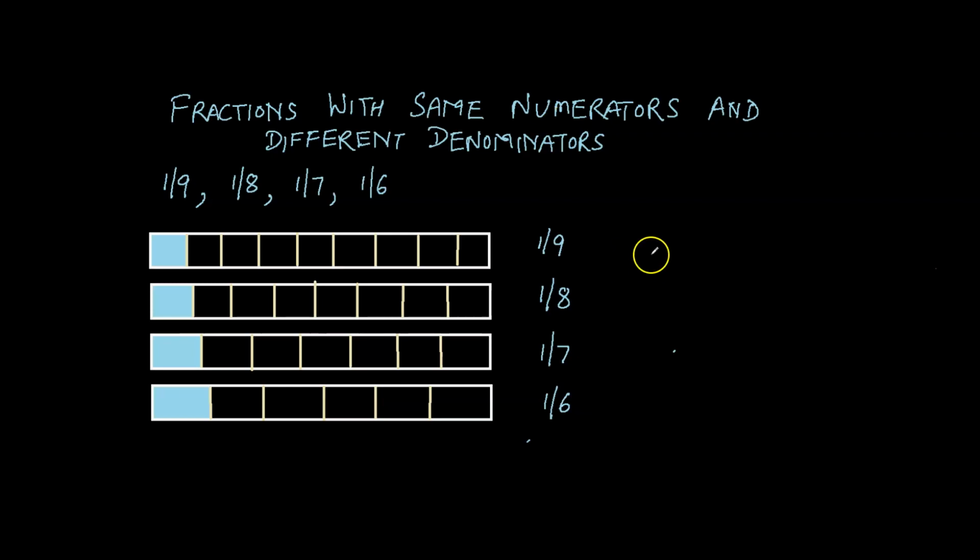Which means that 1/9 is the smallest. If we need to order from least to greatest, of course we have to put 1/9, which is the smallest, then we have 1/8, then 1/7, and then 1/6. So this is how we order fractions with the same numerators and different denominators.